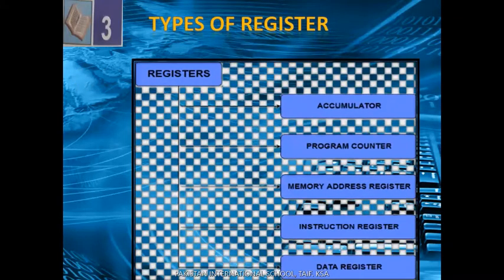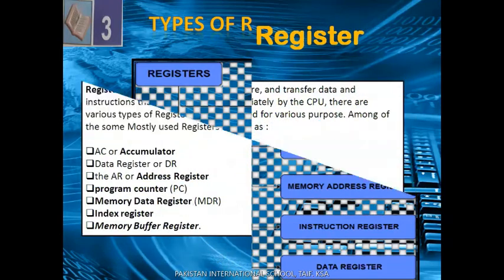Types of registers. Here we have different types of registers. We can classify registers into accumulator register, program counter register, memory address register, instruction register, and data register. These registers can be used in a computer for different purposes, and registers used in computers are divided into two major types: general purpose registers and special purpose registers. Some registers are GPR, general purpose registers, and some are memory registers.